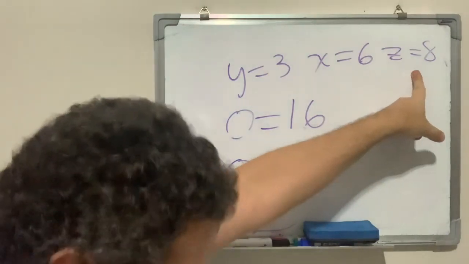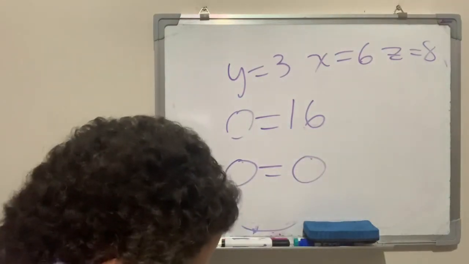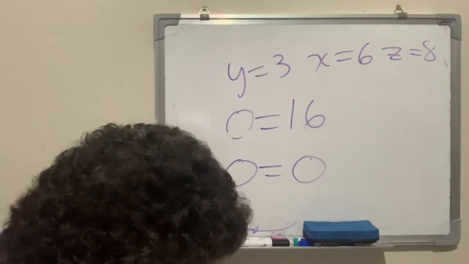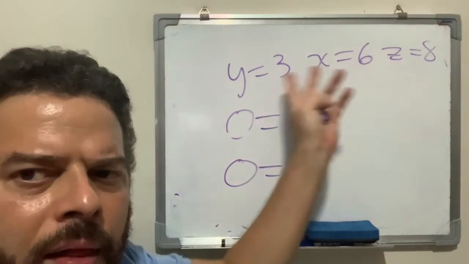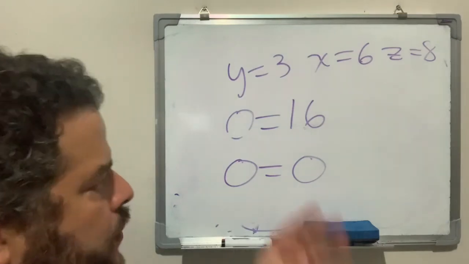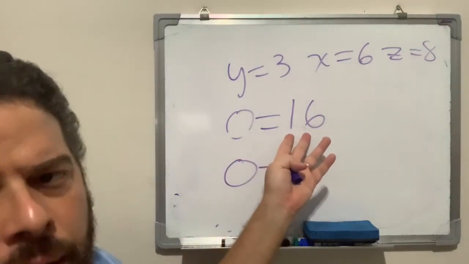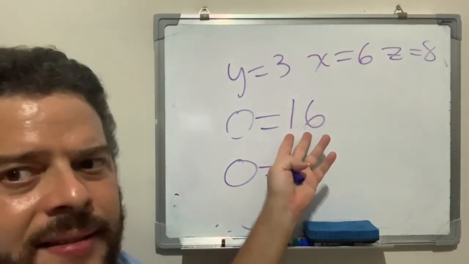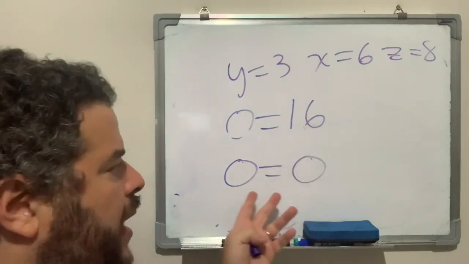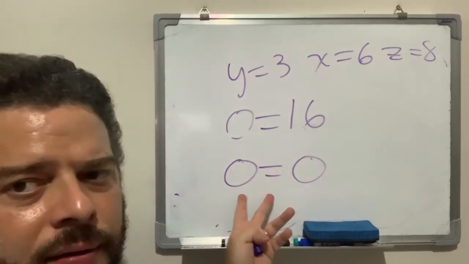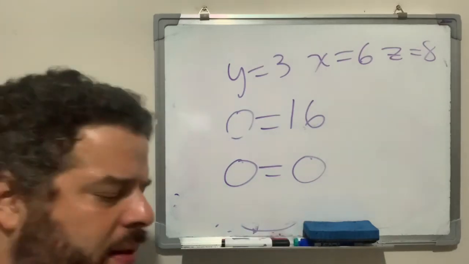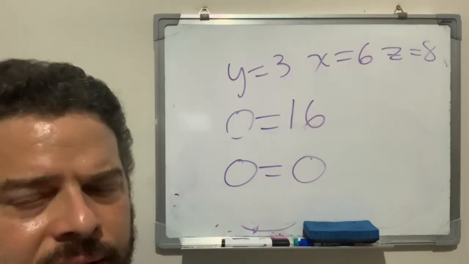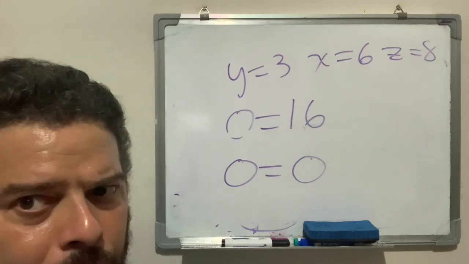That is a consistent system. Whenever you have one solution, that is the one solution to that system. When you have an inequality, you're gonna have no solutions. That system does not have a solution. And when you're left with an equality, 0 = 0, that means infinite solutions. We're gonna go into independent, dependent, and consistent versus inconsistent later on this year.